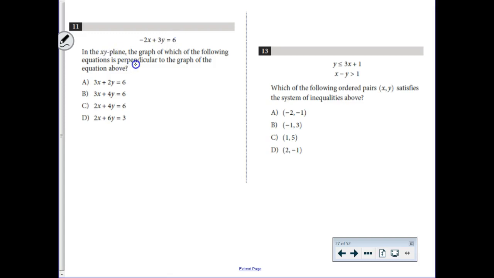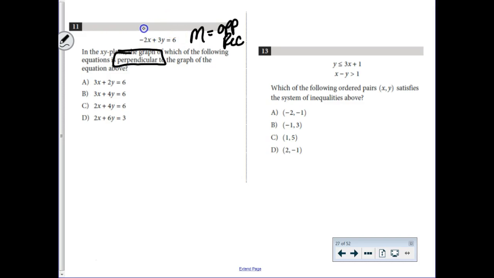So in the xy plane, the graph of which of the following equations is, ooh, vocab word from geometry, perpendicular to the graph above. So any thoughts about what perpendicular means to you, whether it's algebraically or graphically? When you say it, you're referring to what? The slope value. The slope is the coefficient of x when in slope-intercept form. So the slope is going to be the opposite reciprocal.